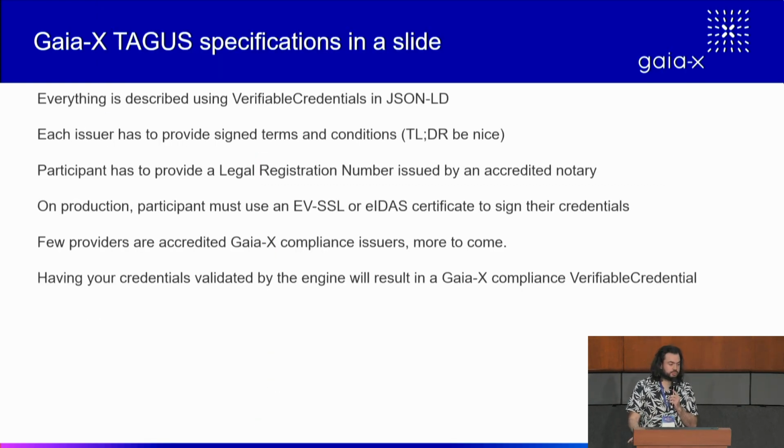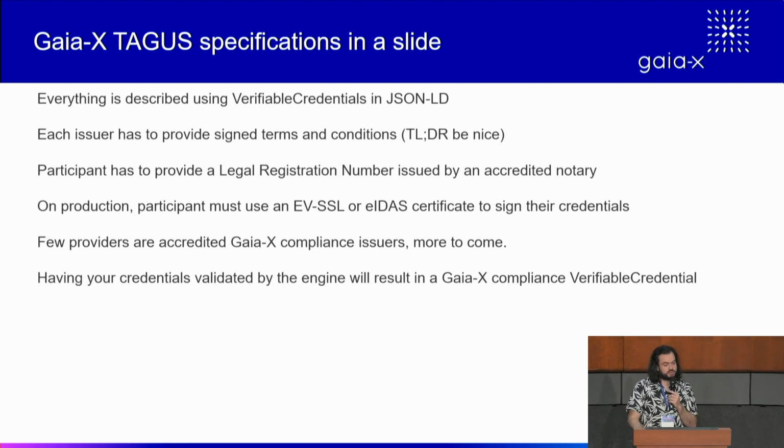If I have to summarize the Tagus specifications in a slide, well, it's quite easy. Everything is described using verifiable credentials, and everything is written down using JSON-LD. Each issuer has to provide terms and conditions, and the terms and conditions are like 2 lines, and if you don't want to read them, just be nice and inform everyone if your key is publicly available on the internet, if someone has tampered with your infrastructure, or this kind of stuff.